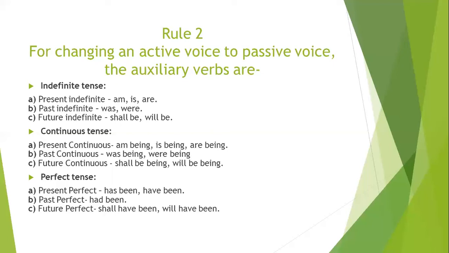And lastly, for perfect tense, here for present perfect tense, you'll have to use has been or have been. For past perfect tense, it will be had been. For future perfect tense, it will be shall have been or will have been. Dear cadets, you must keep in your mind that these be verbs will be changed according to tense and subject. If you make a mistake here, the whole sentence will be wrong and you will get no marks.